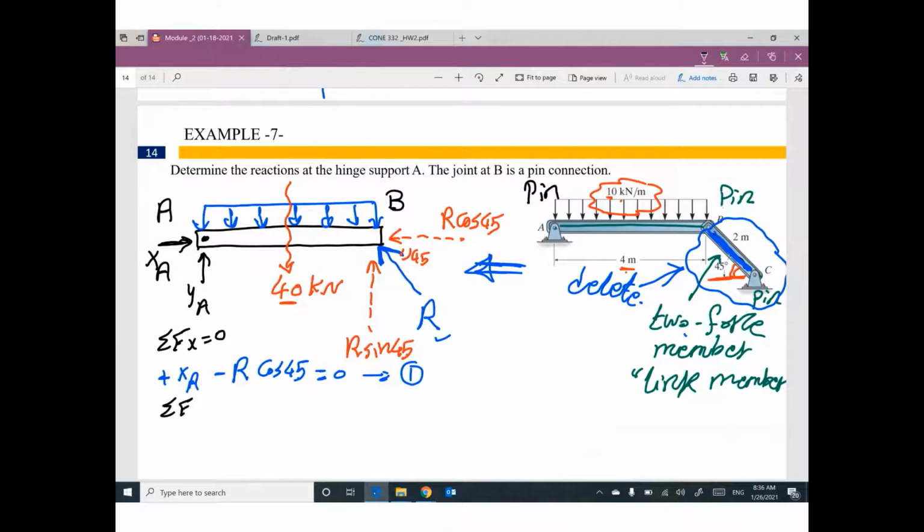Second equilibrium equation. Summation F of y equals 0. What do you have in y direction? Please list everything in y direction. We have positive yA. We have negative 40. We have positive R sine 45 degree. Nothing else. Equals 0. Second equilibrium equation I cannot solve because I have two unknowns, yA and R.